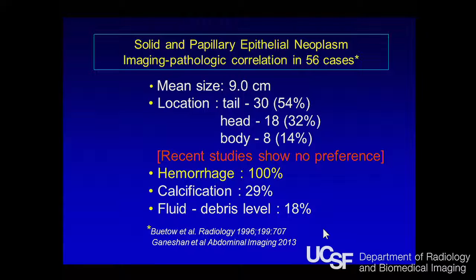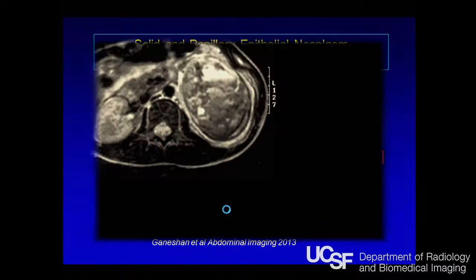This is from the AFIP, but also updated, and you can see mean size was 9 centimeters. Earlier studies showed that there really was a preference for the tail, but more recent studies, as we've accumulated more cases in the literature, have found that there's actually no preference for any part of the pancreas. Hemorrhage, I mentioned, was a very common finding, 100% in this particular study. Calcifications, close to a third, and then interestingly, in about 20%, you can see a fluid debris level.